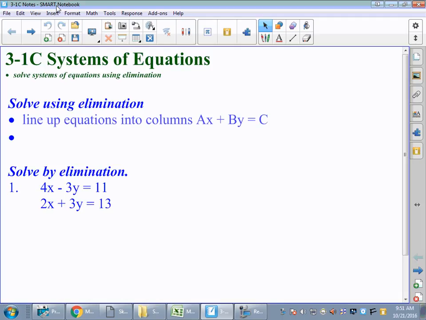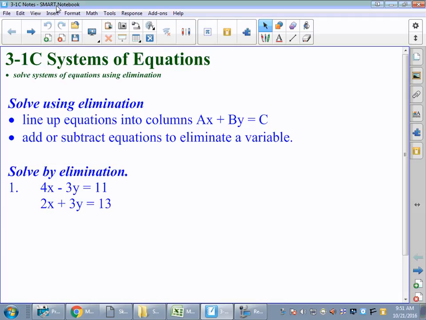When you use elimination to solve a system of equations, it's important to have the equations written in standard form, right underneath each other. So you'll have a column of x's, a column of y's, and then a column of c values. That allows us to add or subtract the complete equations from each other. And when you add or subtract the equations using elimination, one of the variables will disappear. It'll turn into 0.